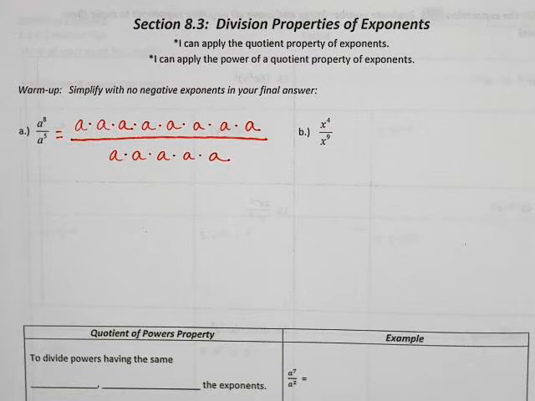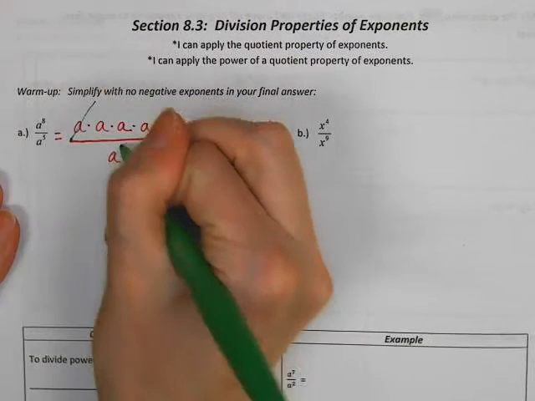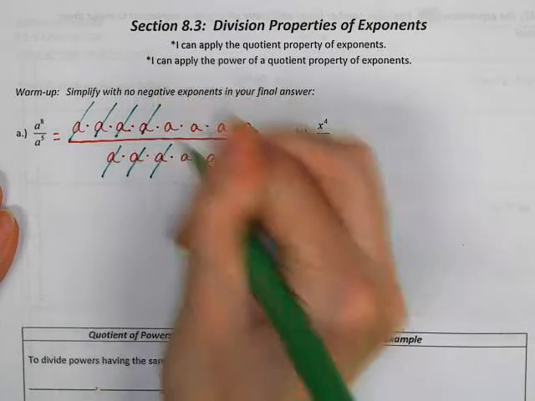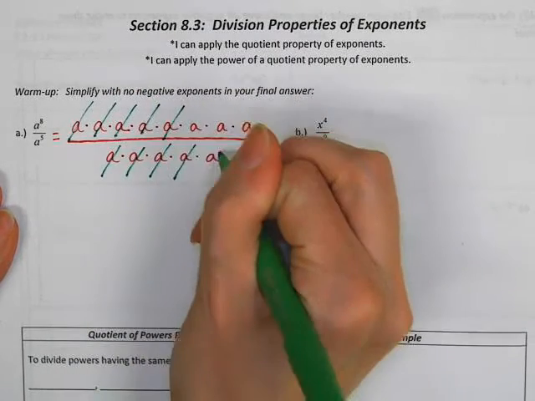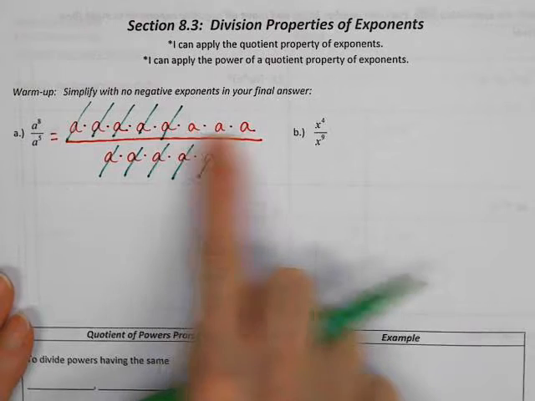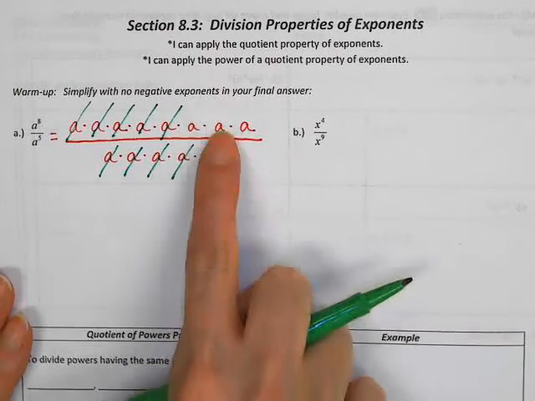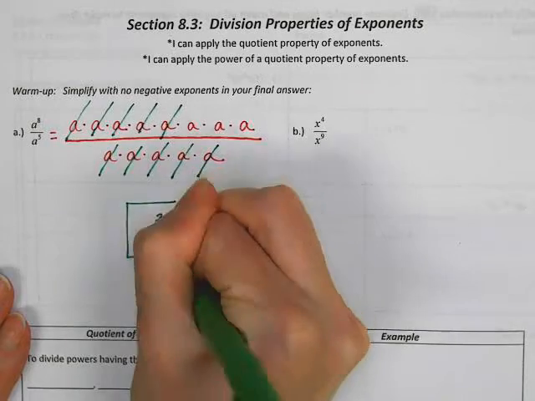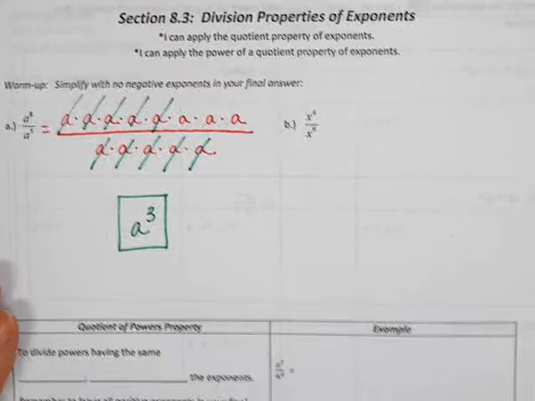All right, let's cancel some A's. So 1 pair cancels, 2 pair cancels, 3 pair cancels, 4 pair cancels, 5 pair cancels. Whatever's left, that's your answer. So we have 3 A's left on top. A times A times A is A cubed. That's the answer.